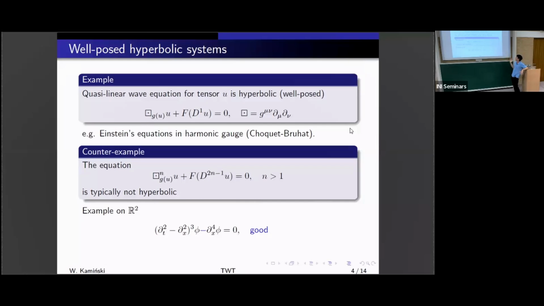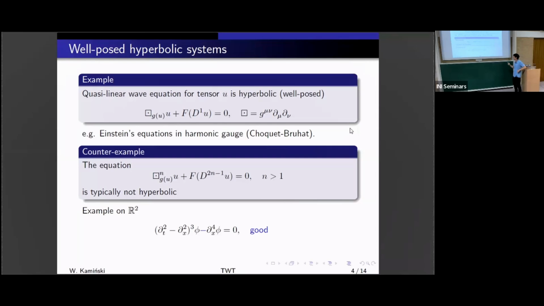For example, the Einstein equation in harmonic gauge is in this form, and it was used as the first proof of well-posedness of the Einstein equation. But then one thinks, maybe things like that. Suppose that the leading order, so the highest derivative, is not box on U but some power of box. If one, for example, looks at the Cauchy-Kowalewska theorem, you will not notice a difference. You can just expand it and compute the solution order by order. However, this equation is typically not hyperbolic.